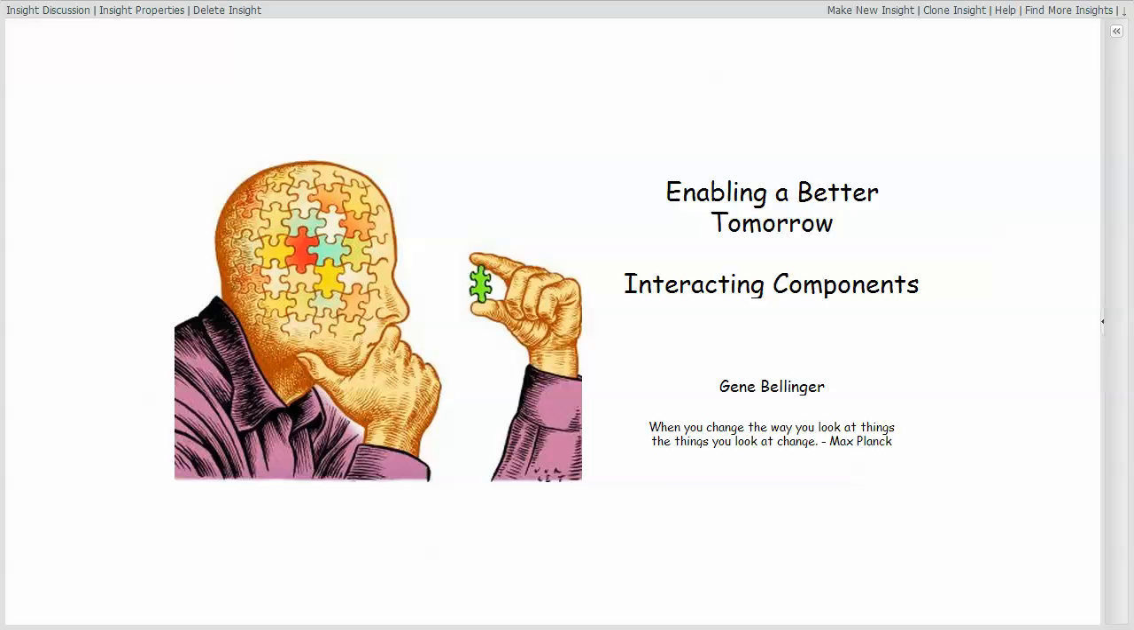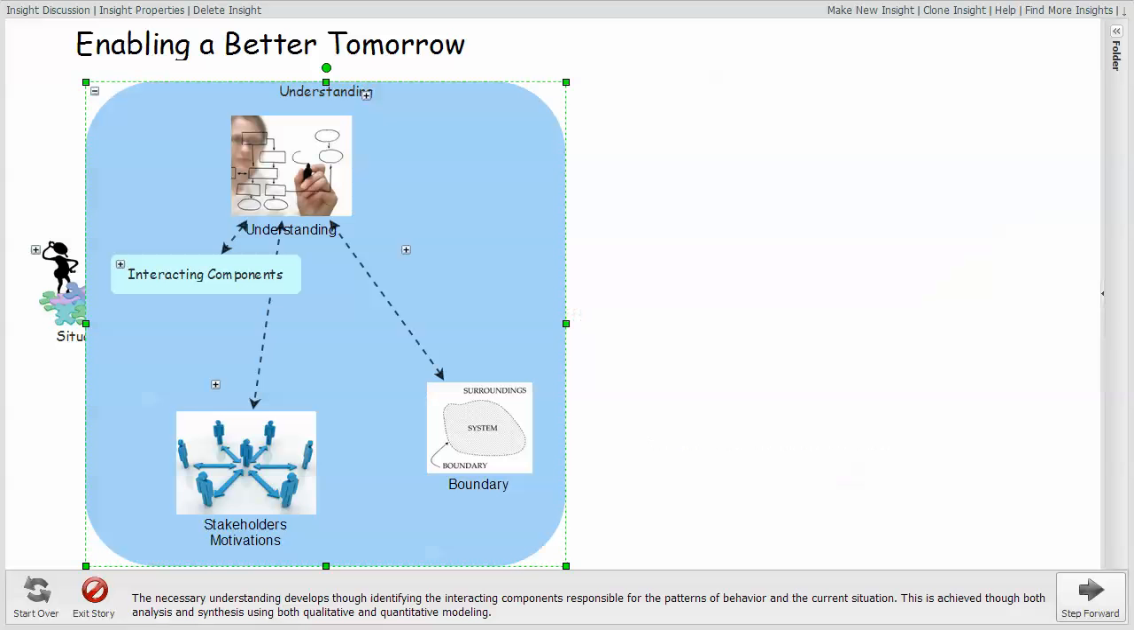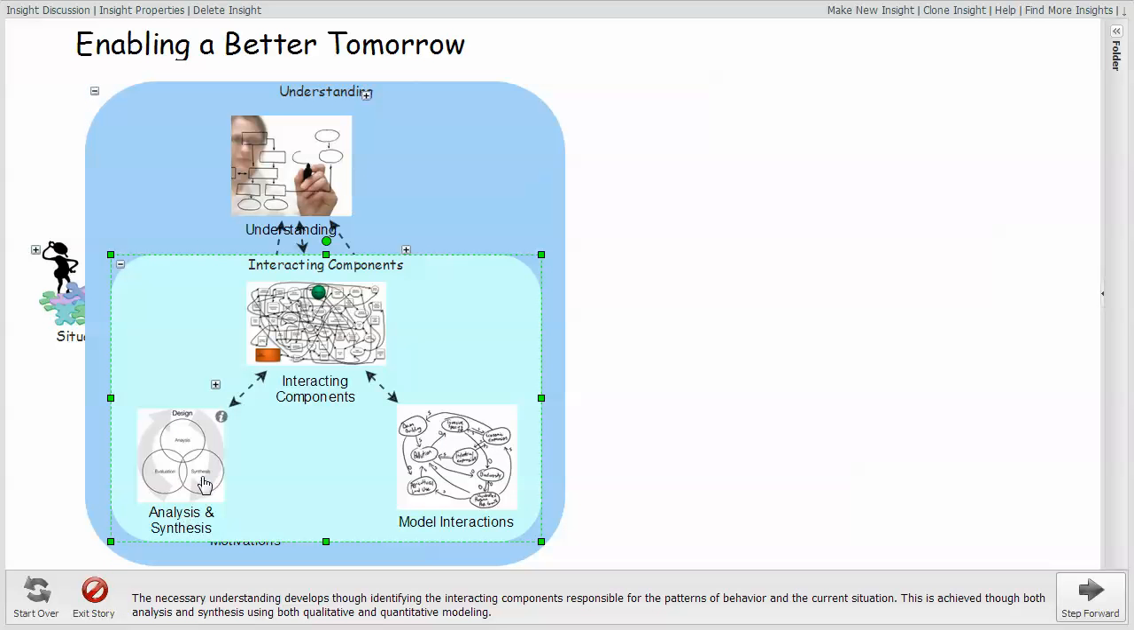Enabling a better tomorrow. Interacting components. Interacting components is a segment of the understanding part of the model. So I'm going to talk about interacting components in general, and then there'll be a video on analysis and synthesis, and then another video on model interactions.